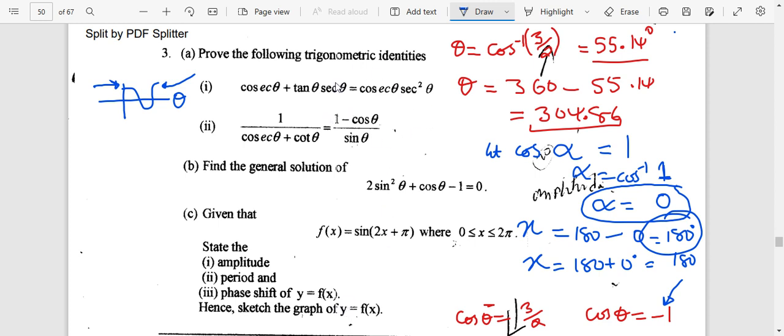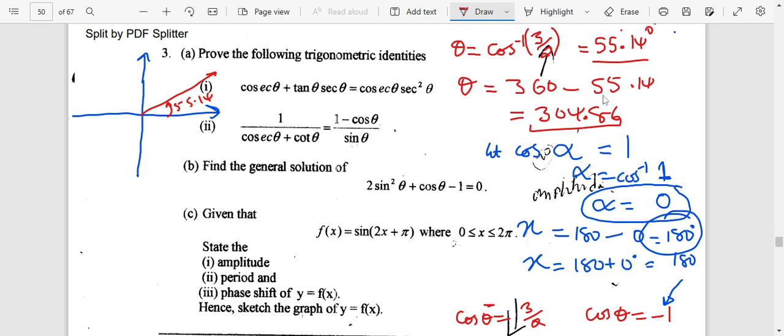Now remember, for this question, they've not asked us just to solve, but to find the general solution. So after you have found the solutions, you need to determine the general solution. I'm going to come to the quadrants. The first angle we found was 55.14, somewhere here. The next angle that we found was 304.